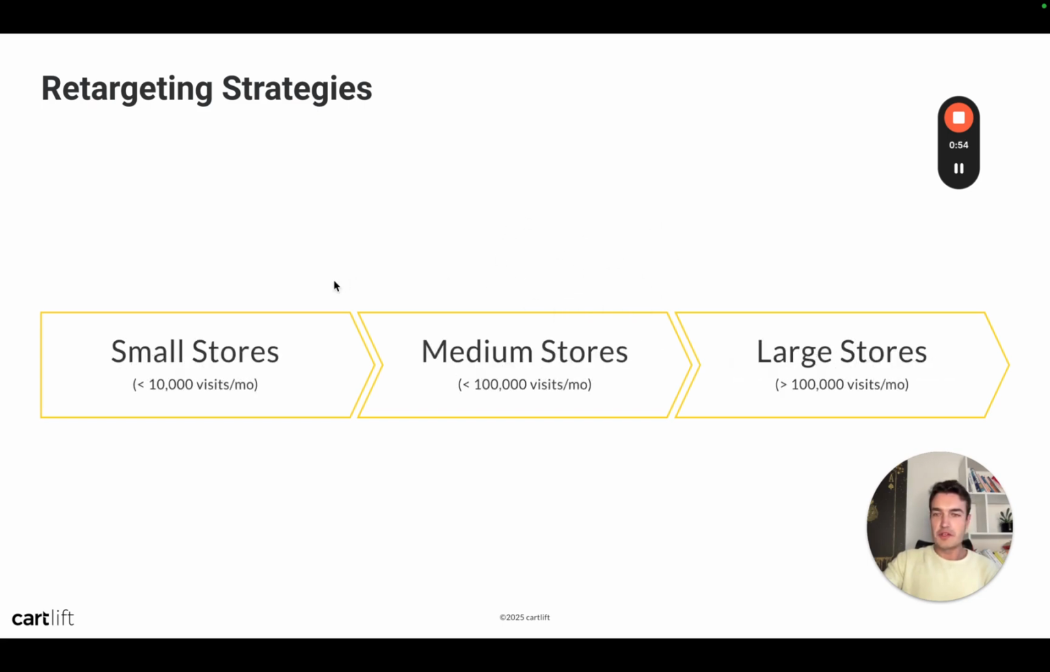What's important here: the basic retargeting one is for small stores. For the sake of this video, I would say 10,000 visitors per month or less. Then we have medium stores with less than 100,000 visitors, and large stores with more than 100,000 visitors. Of course, those are just rough ranges. It doesn't mean that when you have 9,500 visitors you are necessarily a small store. That should be obvious, but those are very, very rough ranges when it comes to traffic.